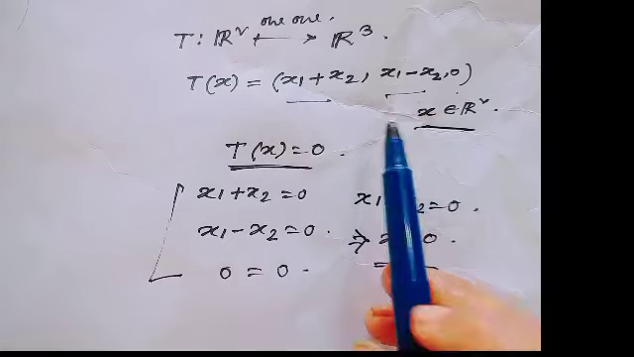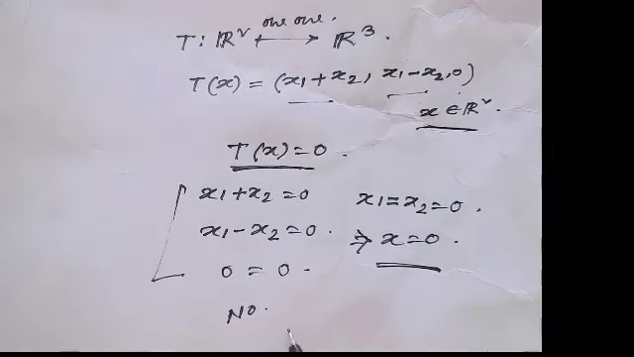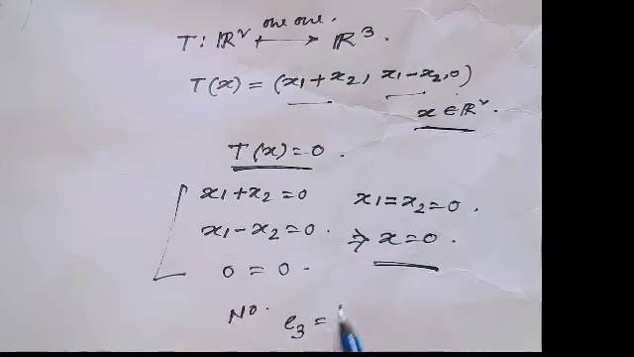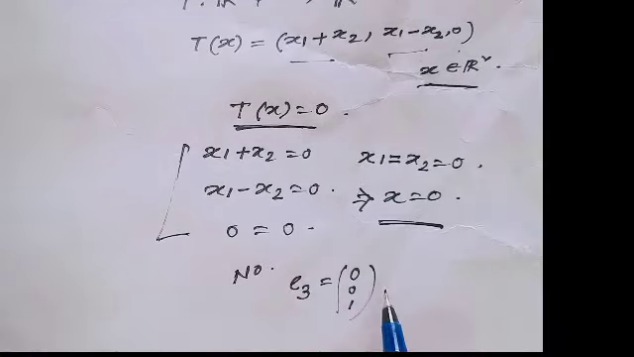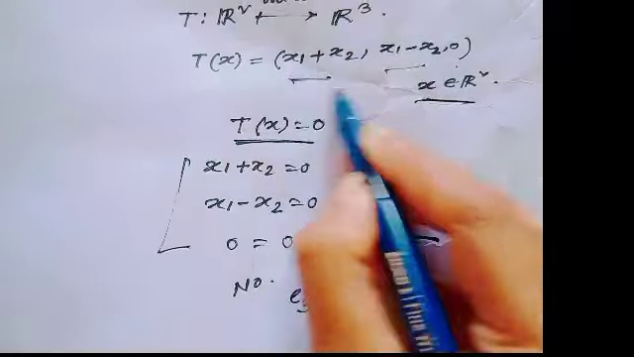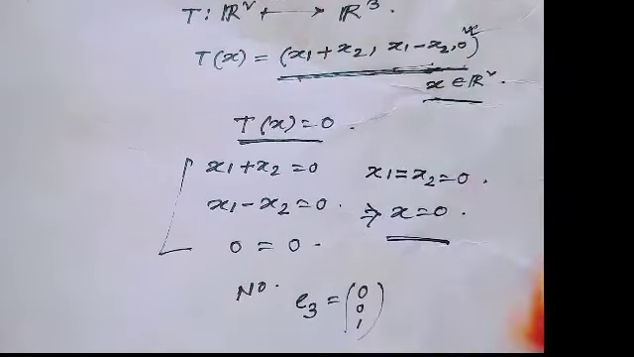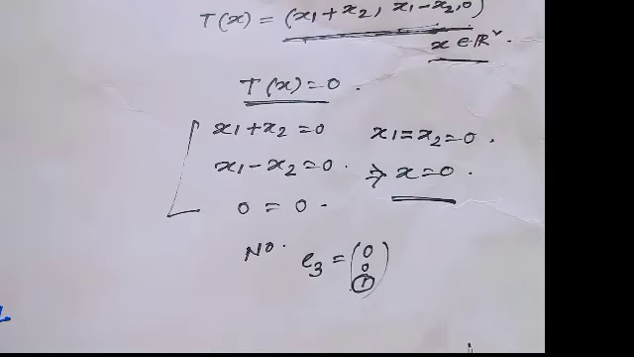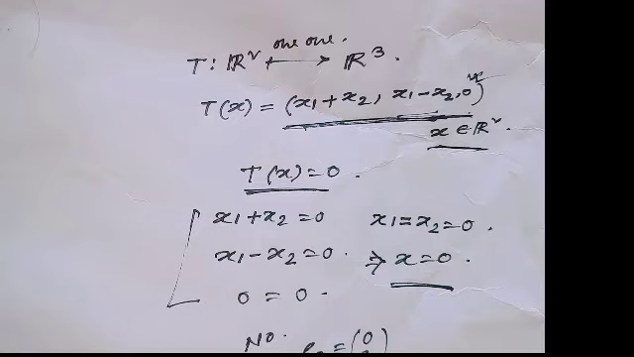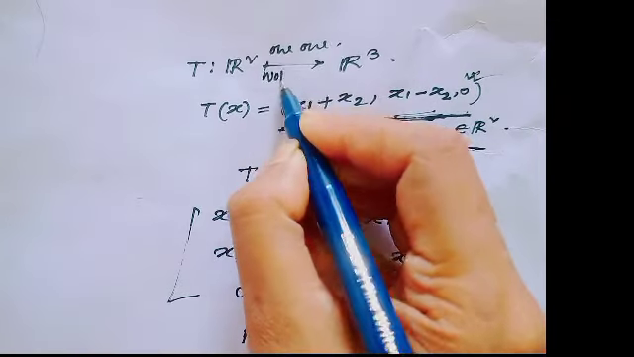My next question: is this transformation onto? No. Because if we consider E3, the vector (0, 0, 1), we will not get any preimage for this vector, because the image looks like its third coordinate is 0, but here the third coordinate is non-zero. So this mapping is not onto. So this is an example of a linear transformation which is 1-1 but not onto.